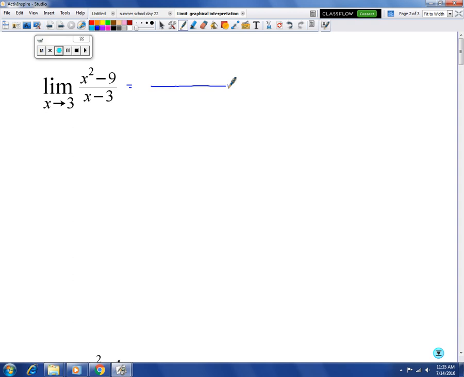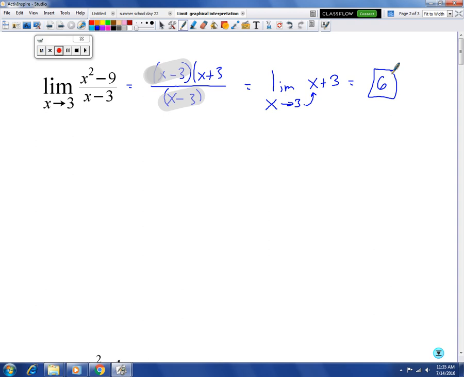The x squared minus 9 is a difference of squares, so it means we can factor it to x minus 3 and then x plus 3. And we still have an x minus 3 in the bottom. When we do that, we notice that we can cancel out an x minus 3. So this limit is actually equal to the limit as x approaches 3 of just the function x plus 3. And now we actually can substitute the 3 in there, and we get an answer of 6. So our limit is 6.